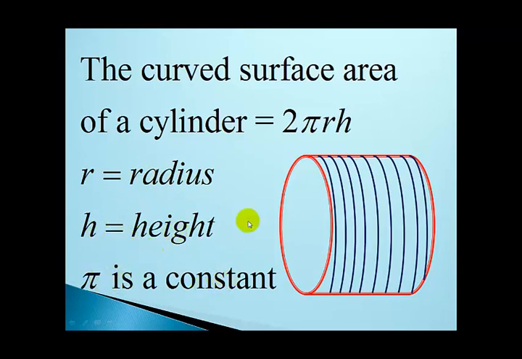So if you are asked to calculate the curved surface area of a cylinder, then the formula is equal to 2 pi RH, where pi is a constant, R is the radius of the cylinder, and H is the height of the cylinder.